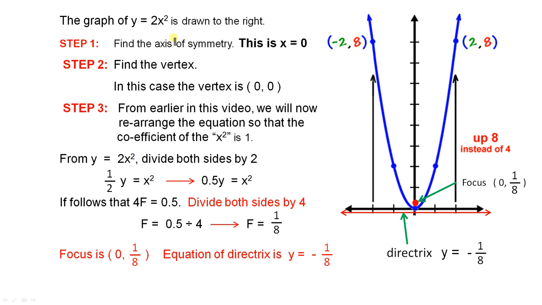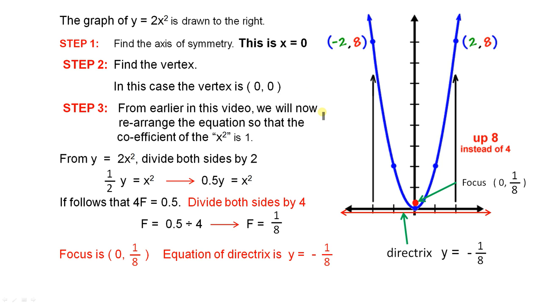The graph of y equals 2x squared is drawn to the right. Step 1. Find the axis of symmetry. This is x equals 0. Very straightforward. Find the vertex. In this case, the vertex is 0, 0. Also very straightforward.